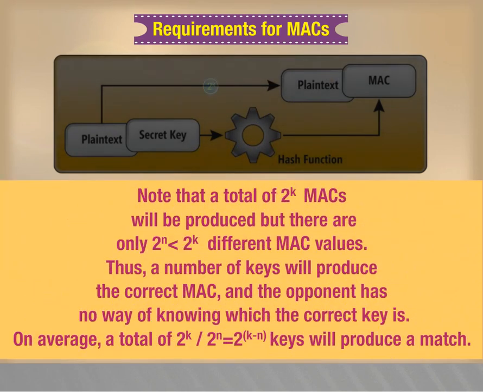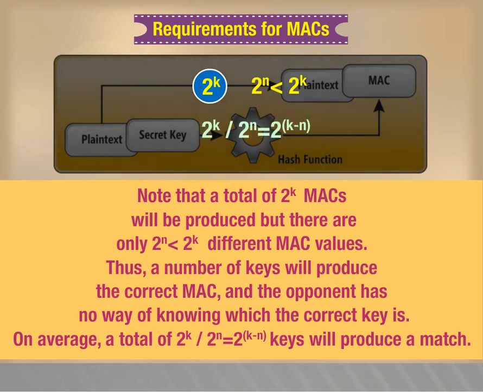Note that a total of 2^k MACs will be produced, but there are only 2^n, less than 2^k, different MAC values. Thus, a number of keys will produce the correct MAC, and the opponent has no way of knowing which is the correct key. On average, a total of 2^k divided by 2^n, that is 2^(k-n), keys will produce a match.